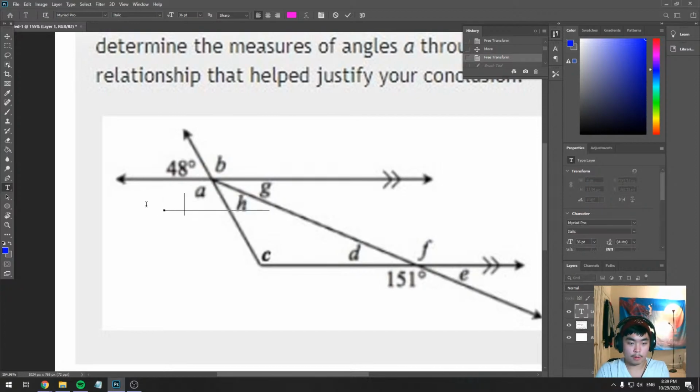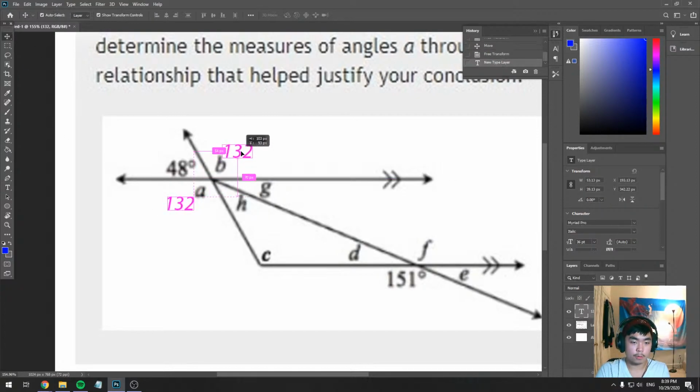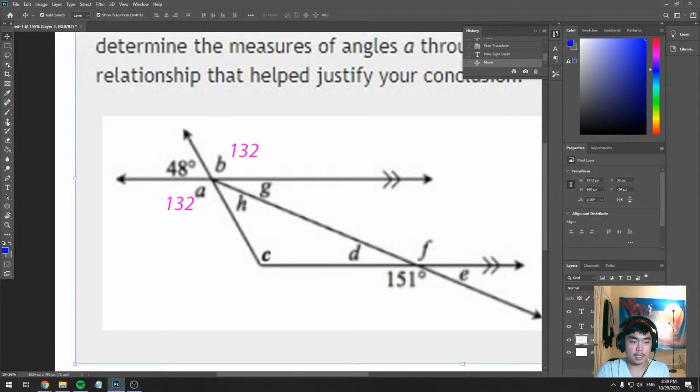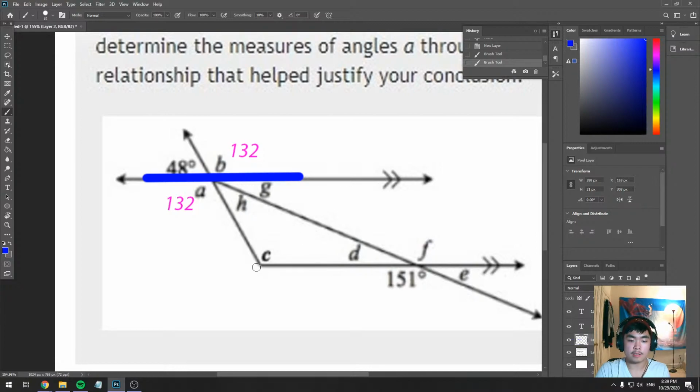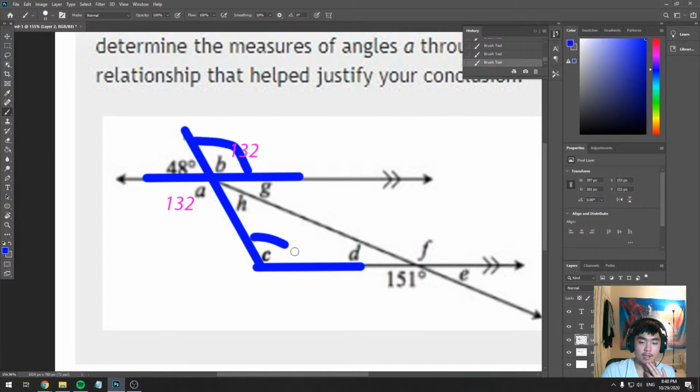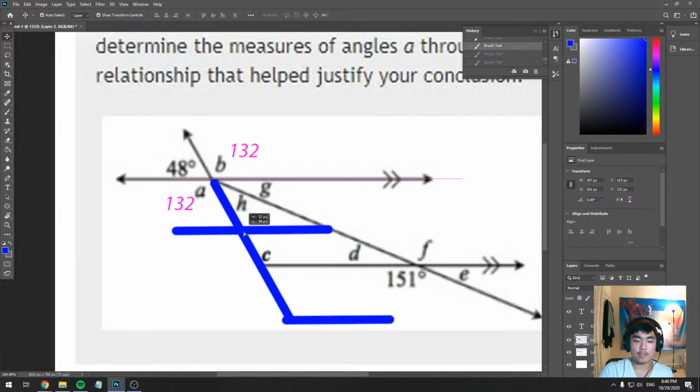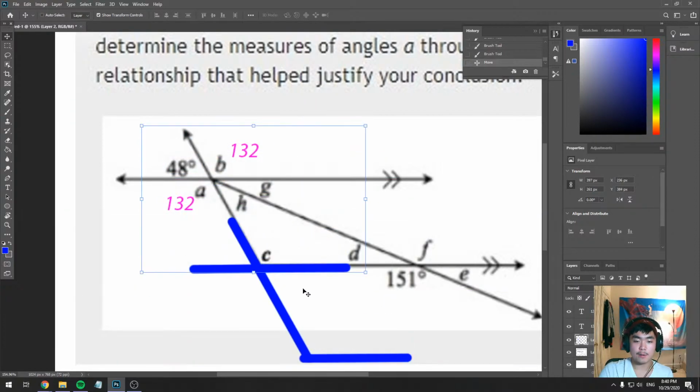So remember, so far we have 132, 132. What about C? So for C, notice that we have 2 parallel lines and we have a transversal line going through them, right? And what did we say about angles where they match up with each other? Well, they're corresponding angles. So B and C are corresponding angles, right? If I were to take angle B and move it down here, it would match up exactly the same.